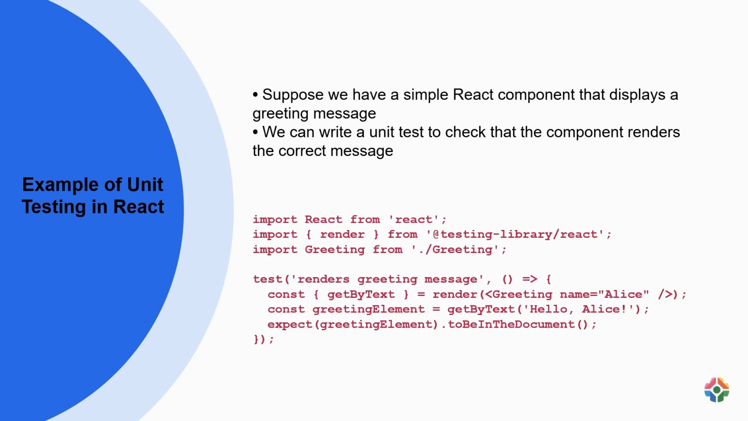By using getByText, the test checks if the rendered component contains the expected greeting message, "Hello Alice." The expect function then verifies that the greeting element is present in the document. This test verifies that the Greeting component correctly displays the greeting message specific to the given name. By writing such unit tests, developers can ensure that components render content accurately, aiding in detecting regressions and maintaining code quality.